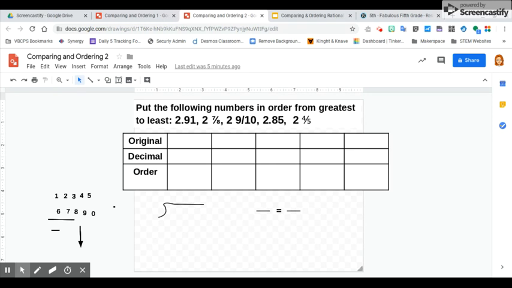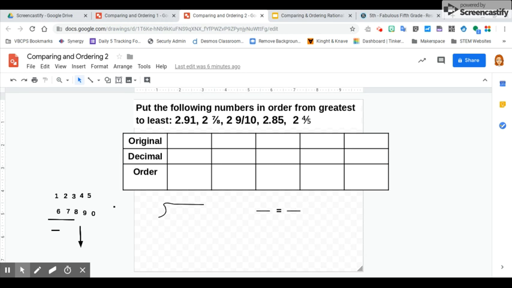The process is basically exactly the same, except you're not going to have a zero before the decimal point. Instead, you're going to have a whole number. So we're still going to use the ODO method, which is a chart where you put the original numbers in the first row, you put decimal numbers in the second row, and then in the last row, you put those original numbers in order from either least to greatest or greatest to least.